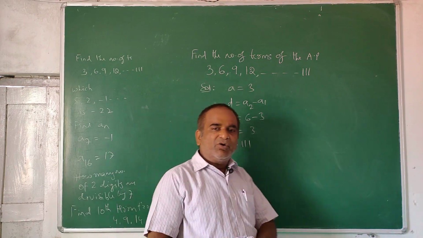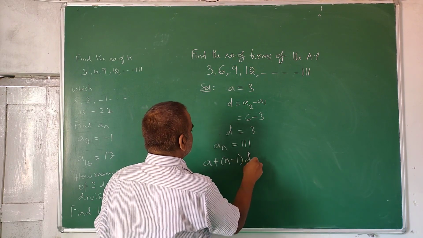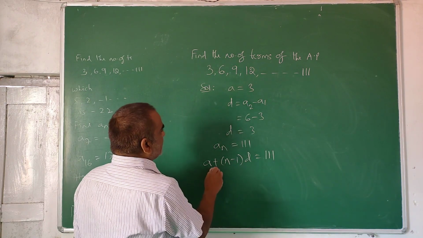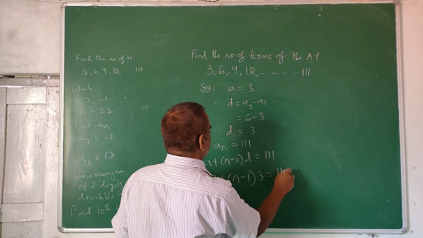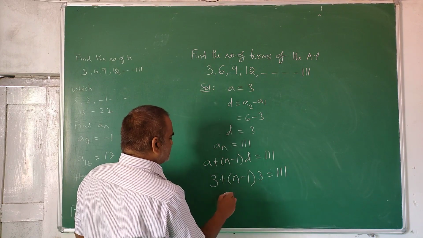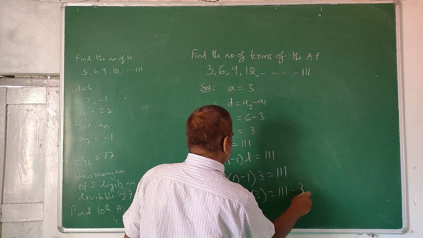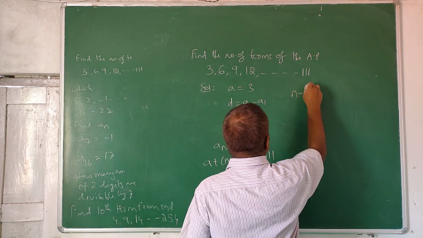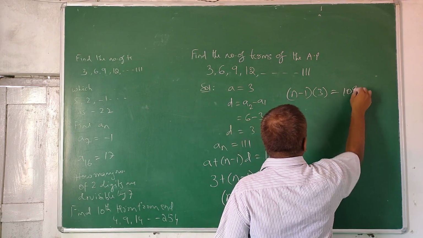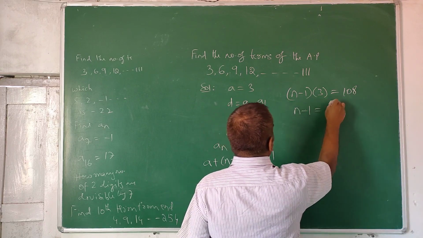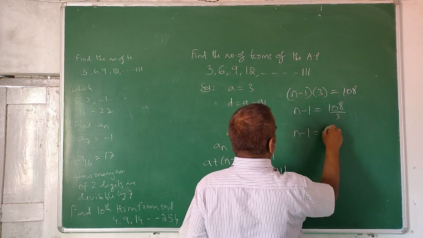In arithmetic progression, AN is A plus N minus 1 into D, which is equal to 111. So A is 3, 3 plus N minus 1 into D, which is 3, is equal to 111. By transposition, N minus 1 into 3 is equal to 111 minus 3, which is 108. So N minus 1 is equal to 108 by 3, which is 36.